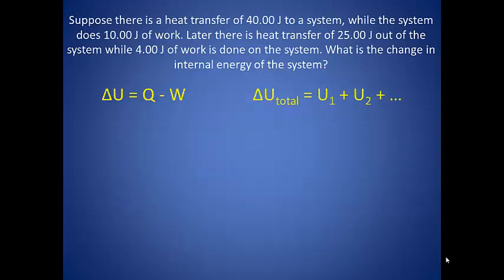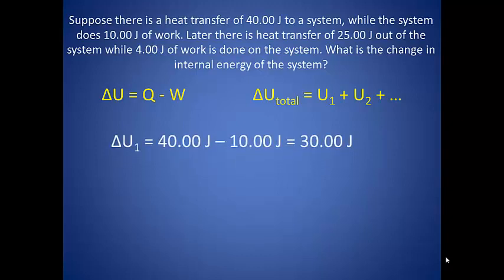We could set this problem up another way as well. We are looking at an overall change in energy, so we can assume that every step of the process has a certain change in energy, and that each one of those energies contributes to the total. We know that in the first step we have a heat transfer of 40 joules and 10 joules of work done by the system. So the change in energy in the first step is 30 joules.